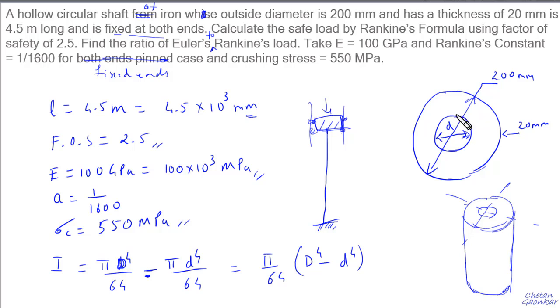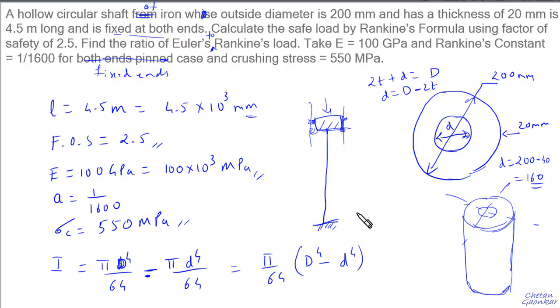What we see here is that 2 times thickness plus small d should be equal to capital D. So therefore, small d will be capital D minus 2 times thickness. This small d will be 200 minus 40, which is nothing but 160, because 2 times thickness is 2 multiplied by 20, which is 40. So this small d will be 160.